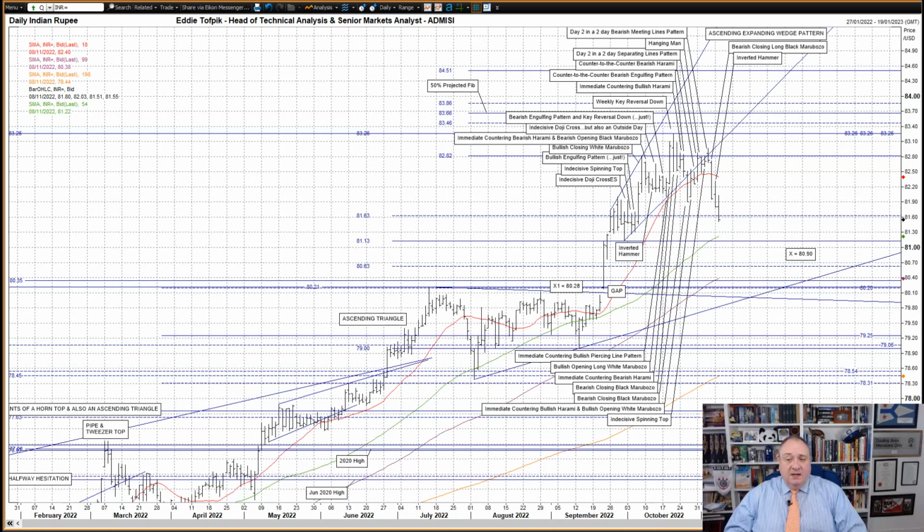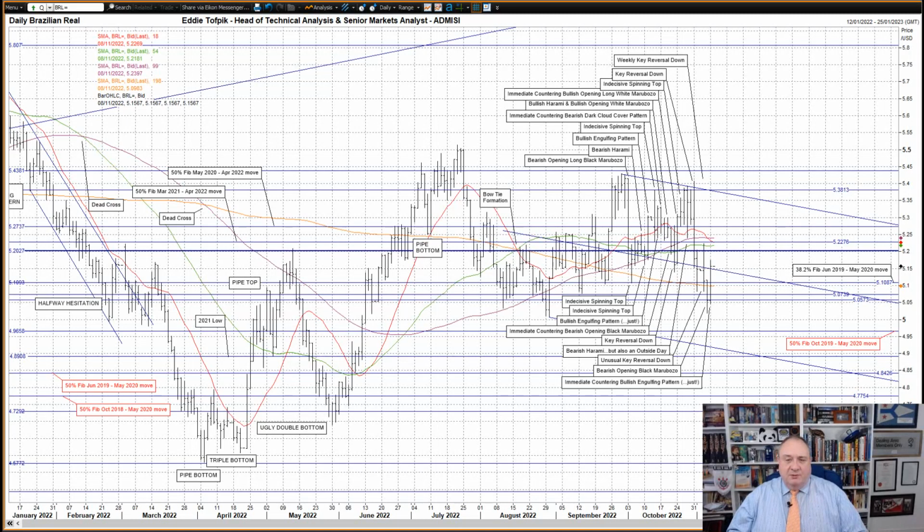So far today, seeming follow-on lower to the data-driven inverted hammer pattern from yesterday, slipping below the lesser Fibonacci line at 81.63, but not venturing down to test the congestion, well, sort of venturing down, but not really testing the congestion between 81.45 to 81.50. Not as yet.